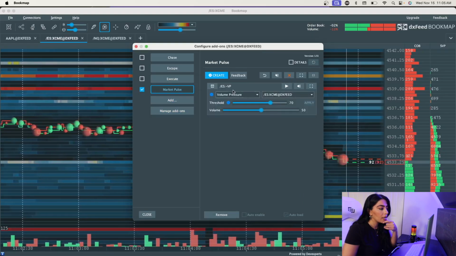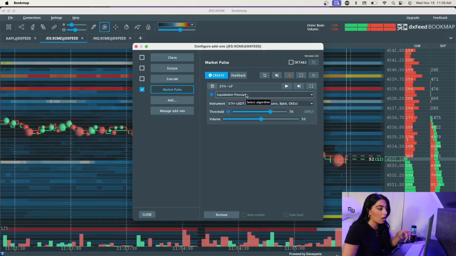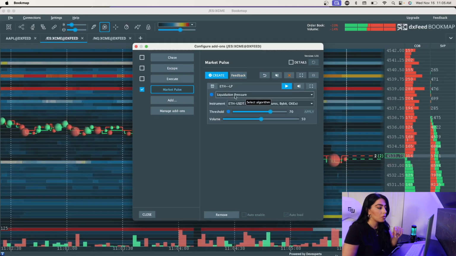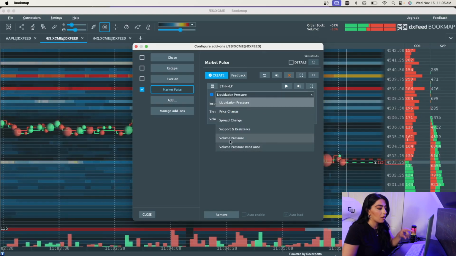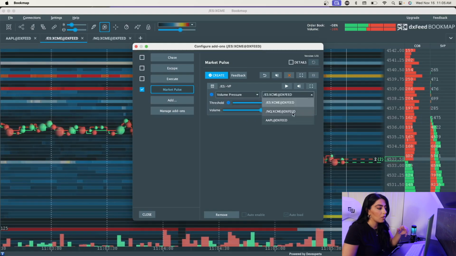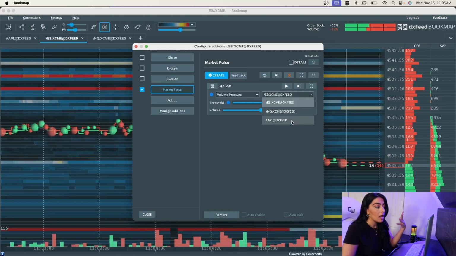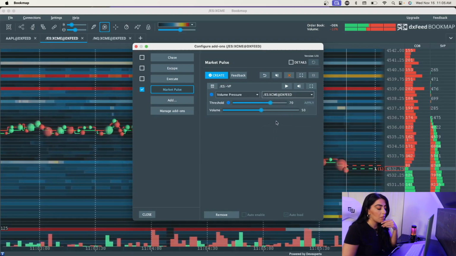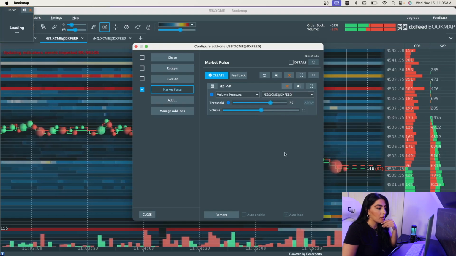Once you click it, you'll have this little pop-up come up, and what you want to do is come down to where it says liquidation pressure and come down to volume pressure here. Once you have it, you can click volume pressure for any of the tickers that you're watching, whether it's ES, NASDAQ, Apple, whatever the case may be. I'm going to keep mine on ES, keep the threshold the same, and press play.